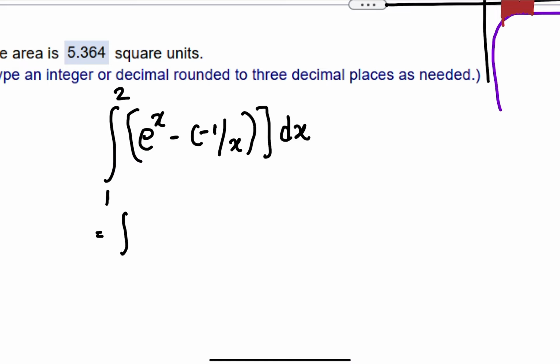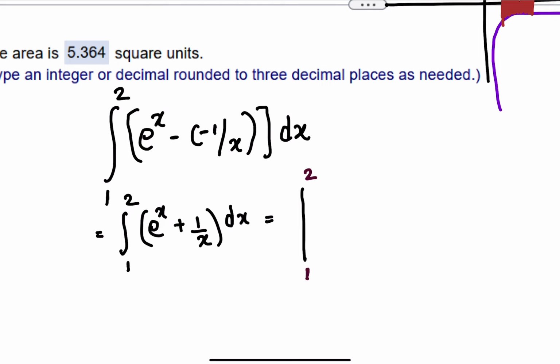Okay, now once we know that, let's go ahead and simplify this one. This is going to be the integral from 1 to 2 of e to the power x, negative of negative makes it a positive, 1 over x dx. Once I find the integral, I will change the color to dark red. This is 1 to 2. The integral of e to the power x is e to the power x.